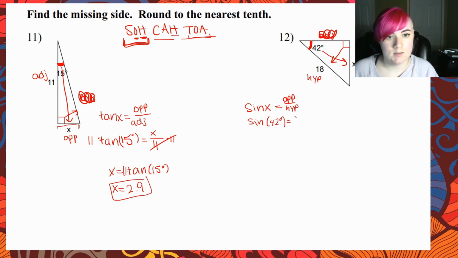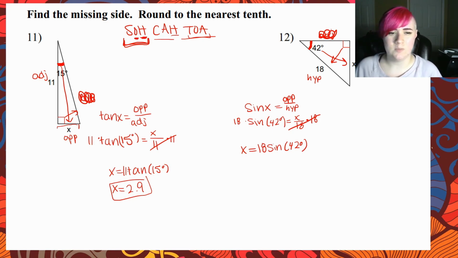Opposite is x, and the hypotenuse on this triangle is 18. So again, we're going to solve for x, so we'll multiply by 18. Those will cancel, just giving us that x is equal to this whole left side here: 18 times the sine of 42 degrees. Type it in your calculator. You don't have to type the degree symbol, but type 18 times sine of 42. That's going to give you about 12. So this side from here to here is 12 long.